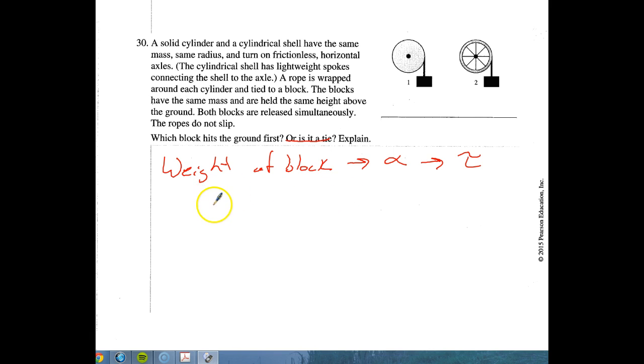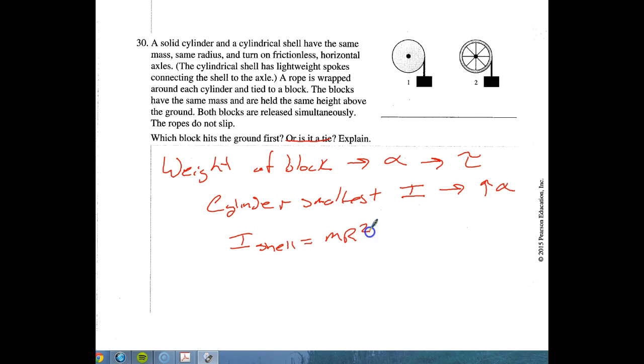So what we need to do is look at the cylinder, so the cylinder with the smallest rotational inertia, remember that's I, will have a higher acceleration. So if you look up the moment of inertia for a shell, that would be equal to mr squared. And then the one with the solid, this one is equal to 1/2 mr squared. So the solid actually has a smaller moment of inertia than this one does.